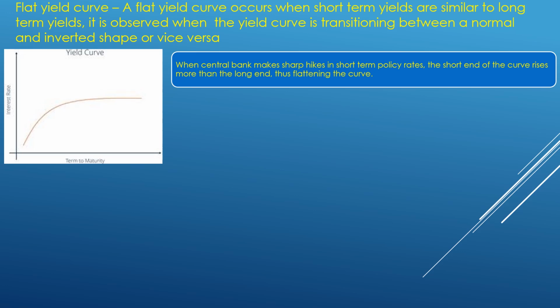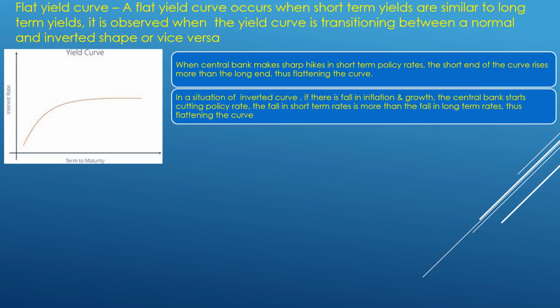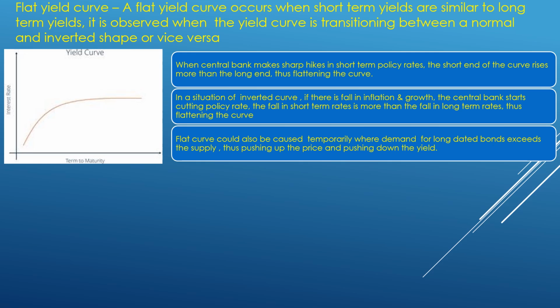So when the central bank makes sharp hikes in short-term policy rates, the short end of the curve rises more than the long end, thus flattening the yield curve. In a situation of an inverted curve, if there is a fall in inflation and growth, the central bank starts cutting the policy rate. The fall in short-term rates is more than the fall in long-term rates, thus flattening the curve. Now, the flat curve could also be caused temporarily where the demand for long-dated bonds exceeds the supply, thus pushing up the price and pushing down the yield.